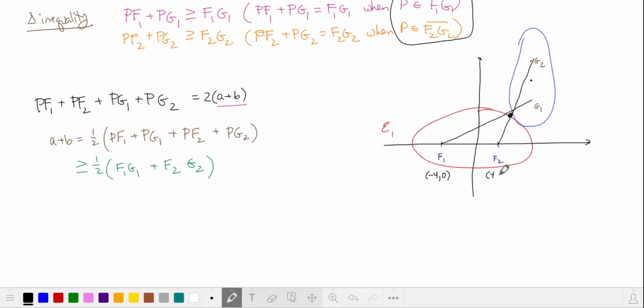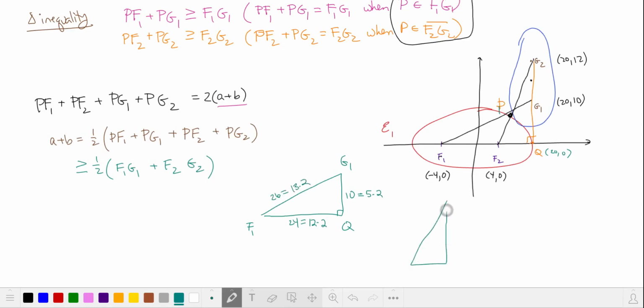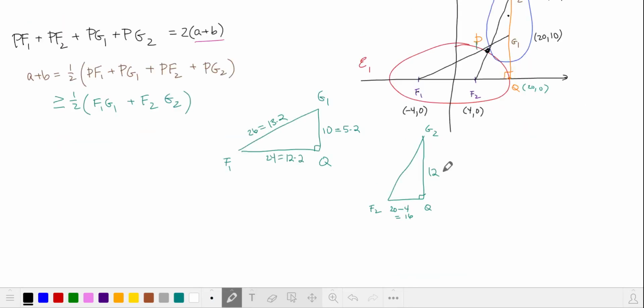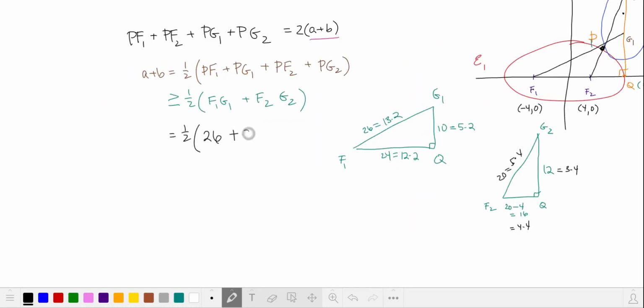F1 is at (-4, 0), F2 is at positive (4, 0). We have 20, 10 here and 20, 12 up here. When we draw in these right triangles, the distance from G1 to Q is 10, and F1 to Q is 24. We see a Pythagorean triple here. And then the other right triangle from F2, G2, and down to Q. This height is 12. This distance is 20 minus 4, or 16. And we have another Pythagorean triple, so the distance is 20. We'll plug these in. We have 26 and 20, and our answer is 23.